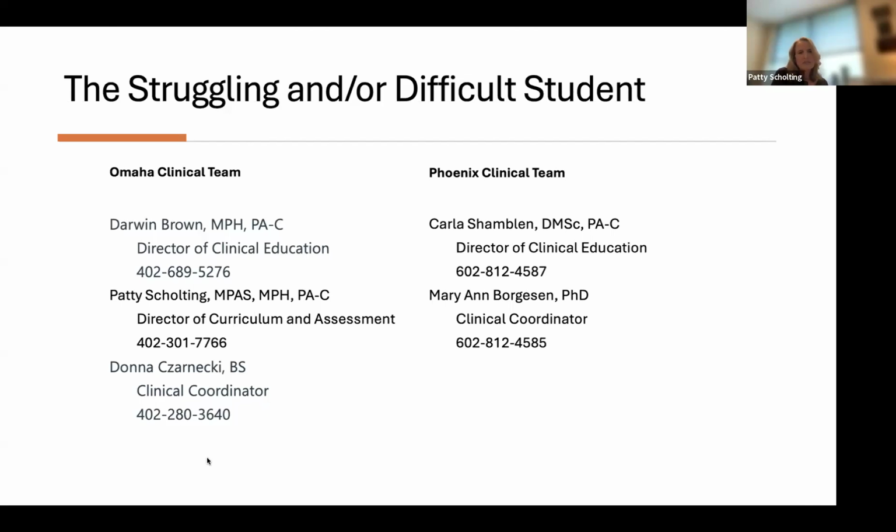The Omaha team is listed on the left there. That'd be Darwin Brown, myself, and Donna Zarnicki, which is our clinical coordinator. And our Phoenix clinical team is Carla and Mary Ann, and their contact information is listed on the right. We will handle that. We may call you and get some additional information in regards to what you're seeing and what you're concerned about, but we will certainly call the student in and work with the student in regards to rectifying that.